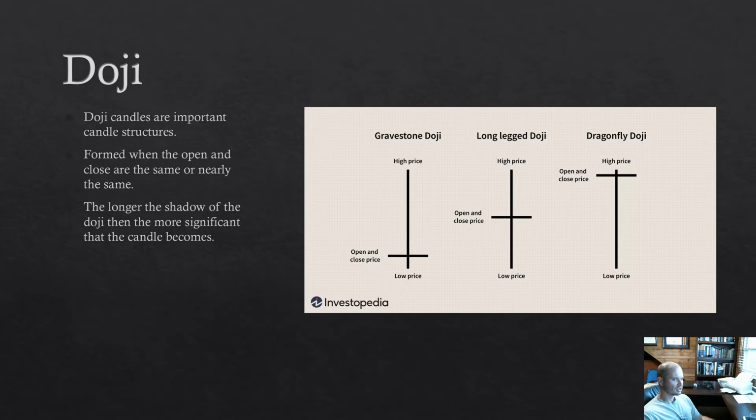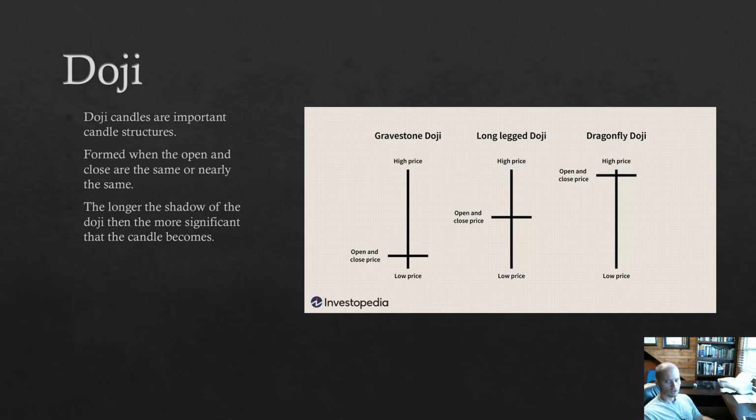And the dragonfly will typically occur in an uptrend. But like with the gravestone, I've seen them sometimes in a downtrend, but a lot of times they'll be in an upward trend, signaling a reversal. And with the dojis, this is one of those where you need to wait for a confirmation candle. That will be very important.